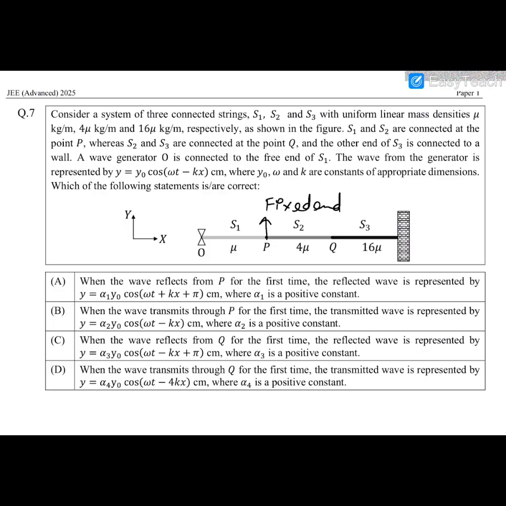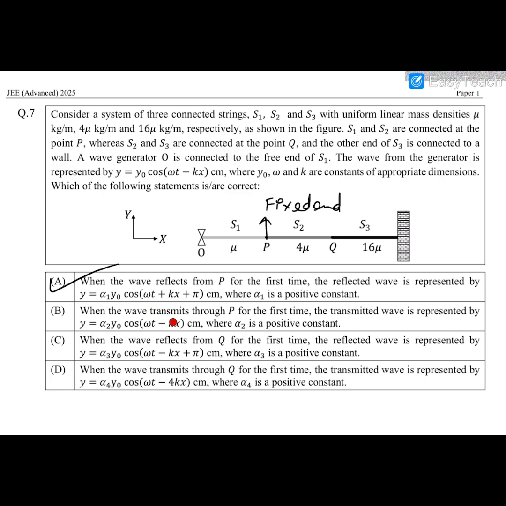Another important thing to remember is that when the wave is traveling from left to right, the signs of omega t and kx are different. But we are talking about the reflected wave in option A, so the signs of omega t and kx would be the same. And as the wave is reflected from the fixed end, there would be a phase change of pi in the reflected wave. So option A is absolutely correct, as the wave mentioned in option A correctly matches the wave which should be the reflected wave.